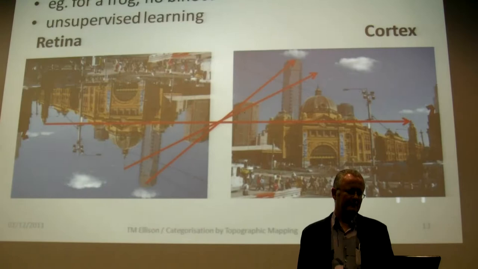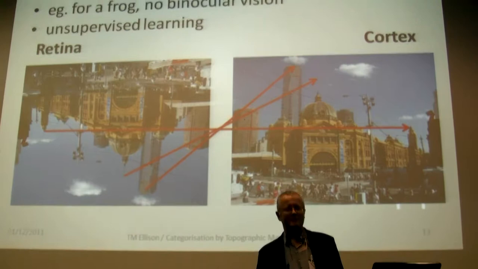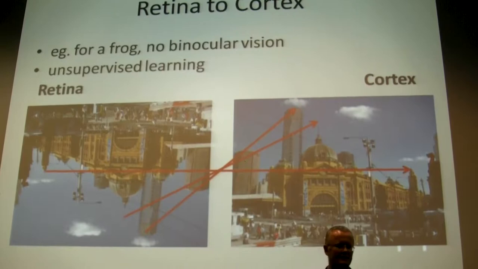A standard example of the unsupervised learning is the mapping from the retina to the cortex. So your images on your retina come in upside down, back to front.